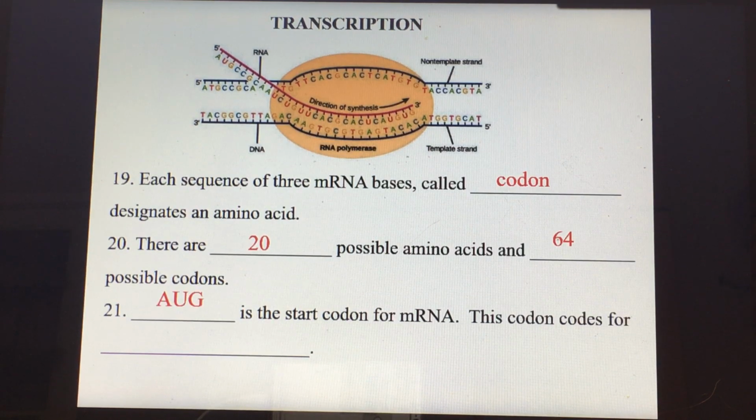AUG is the start codon for mRNA, and this codes for methionine. So methionine is the first amino acid in a protein. Remember, you guys watched a movie where they said that a good way to remember that AUG is the start codon is because it looks like the beginning of the word August, and school starts for you guys in August.